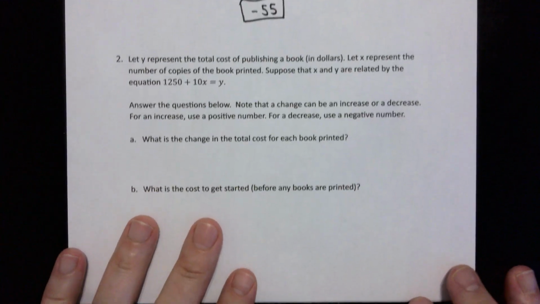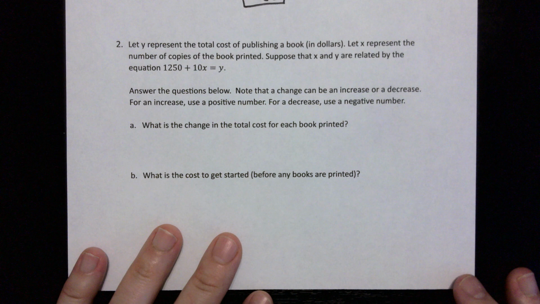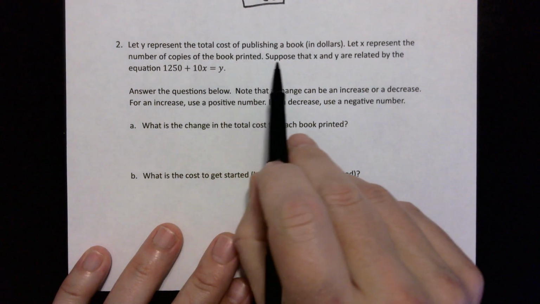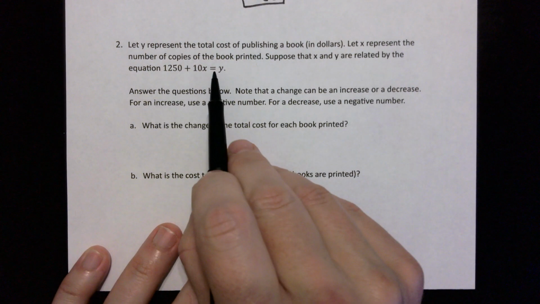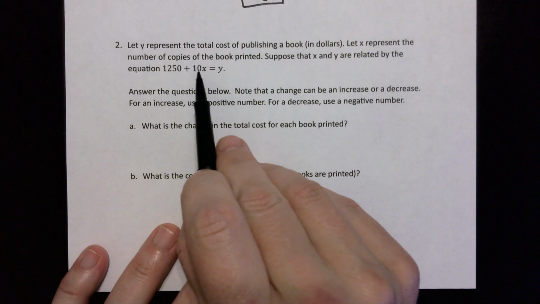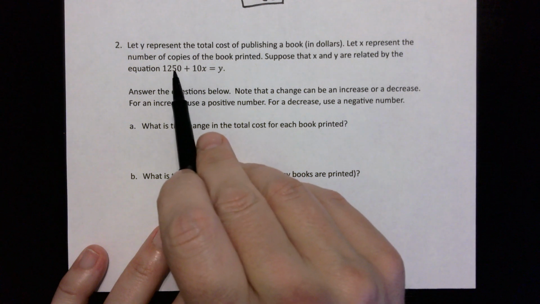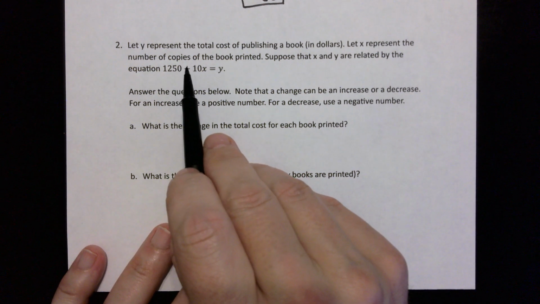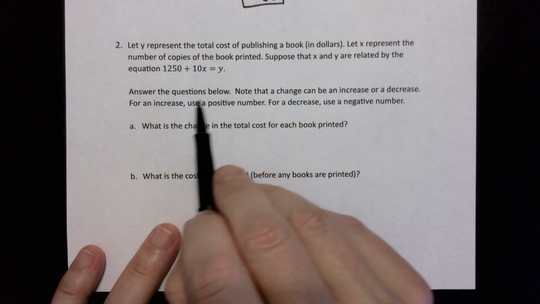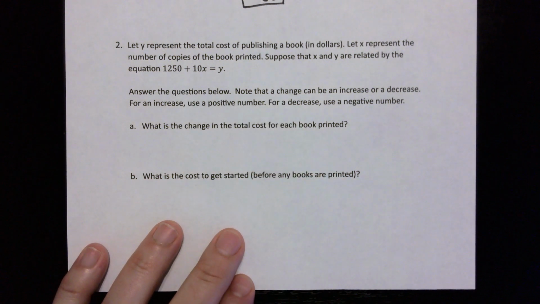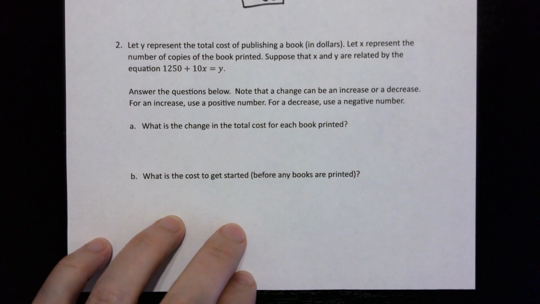Let y represent the total cost of publishing a book. Let x represent the number of copies of the book printed. Suppose x and y are related by this. It's also linear. Here's our slope. 10 is our slope. We're going to increase by 10 each time the x increases. And here's our y-intercept. This is how much we start with. Answer the questions below. Again, a positive number for positive and a negative number for negative.